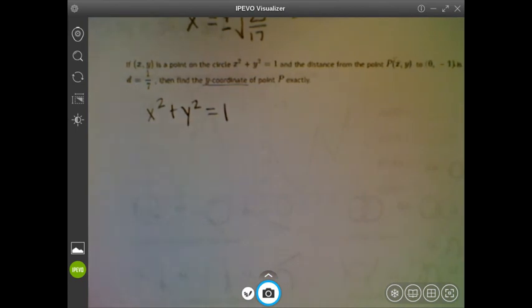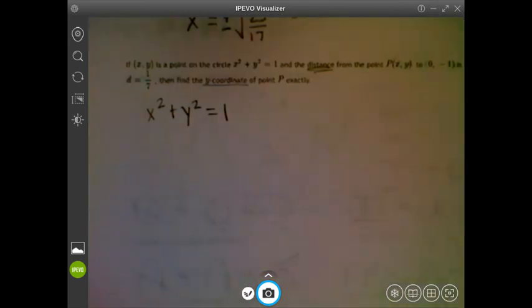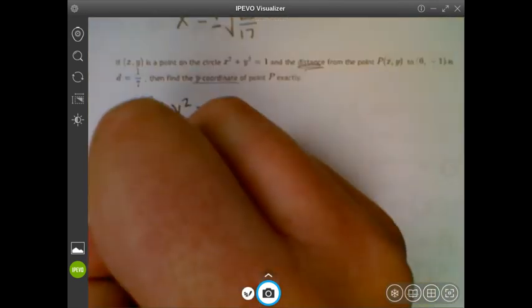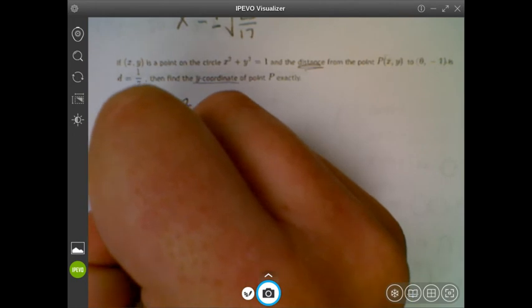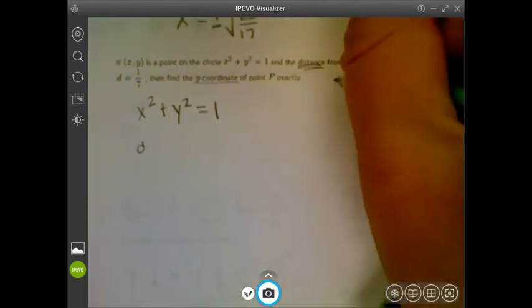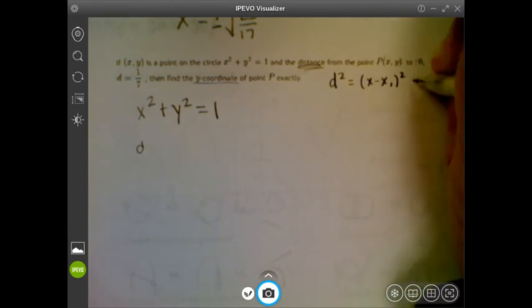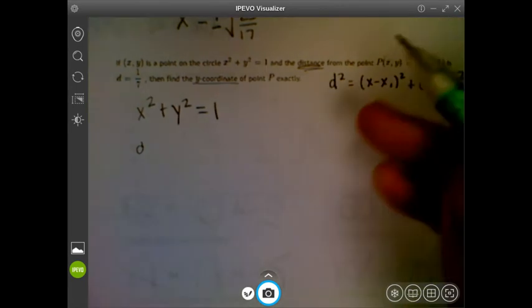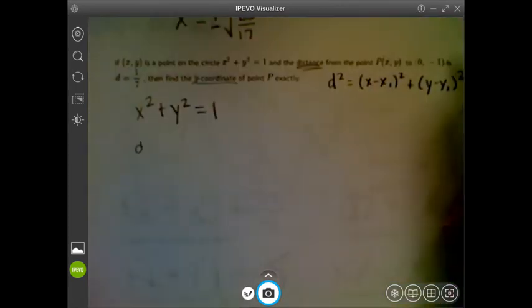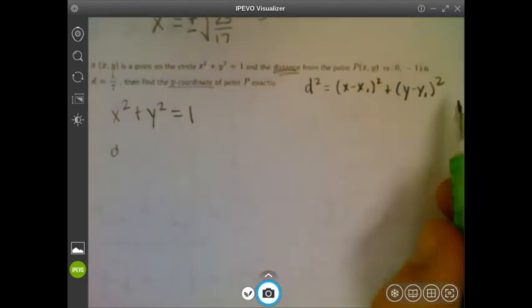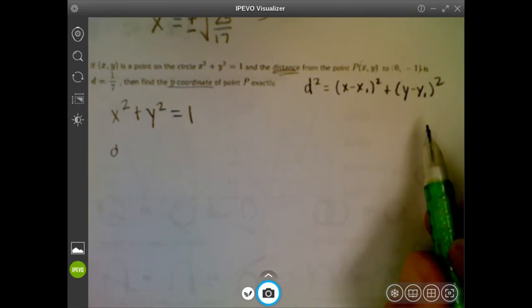The second one is going to come from the distance formula. If you remember, your distance is going to be your change in x squared plus your change in y squared, and your distance would be the square root of that value. This is essentially the Pythagorean theorem.